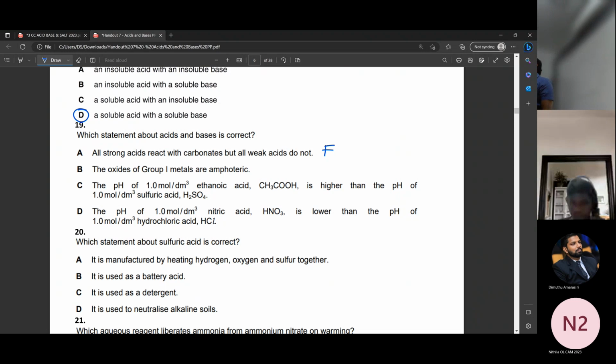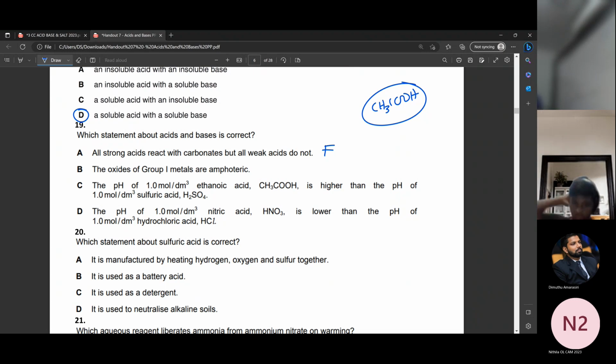The vinegar is acidic. Vinegar is an acid. It's a weak acid. Vinegar is ethanoic acid, a weak acid. Eggshell is made of what? Calcium carbonate. When you put an eggshell into vinegar, it dissolves, giving bubbles. That means carbonates react with what? Weak acids even, or even if it's a strong acid.